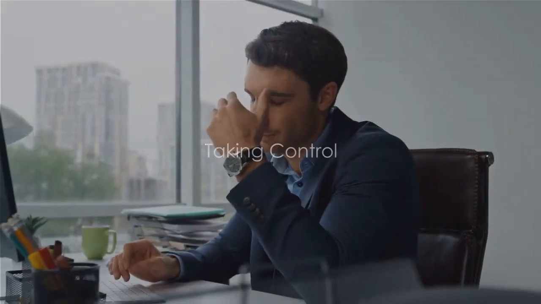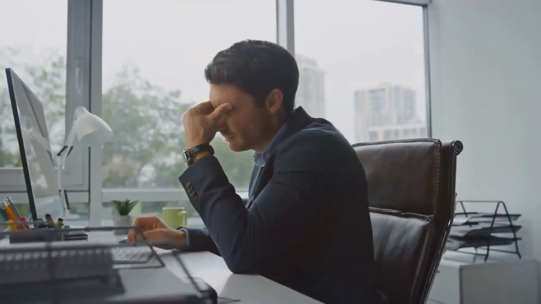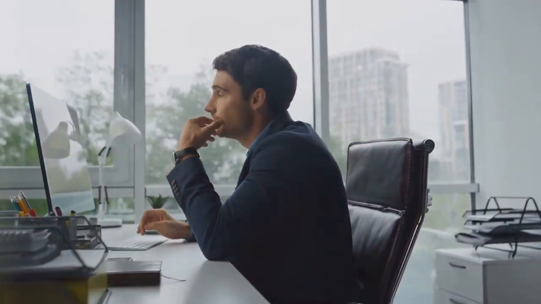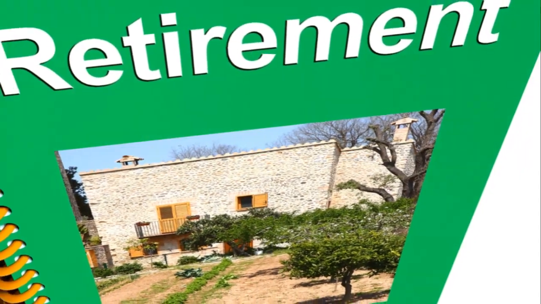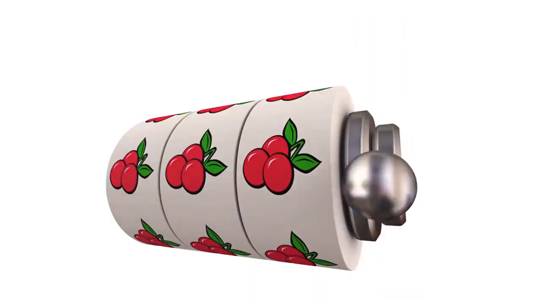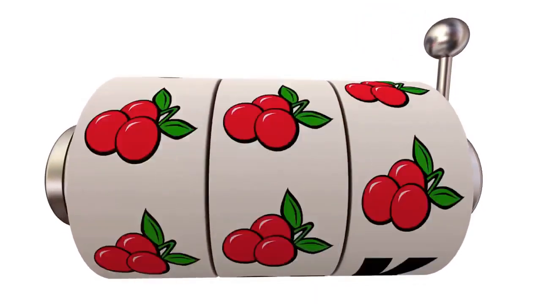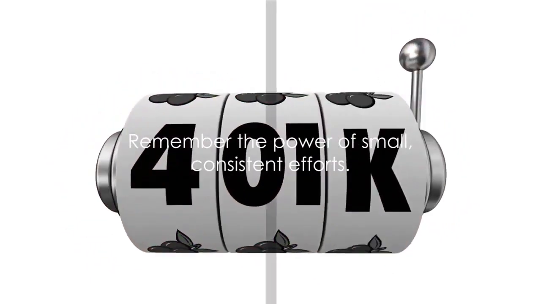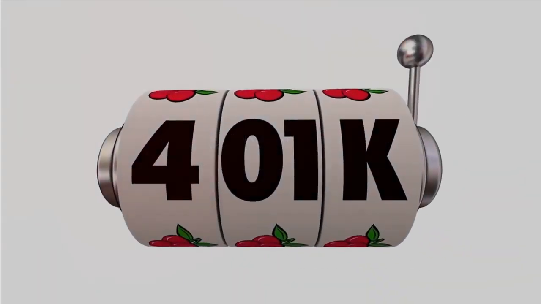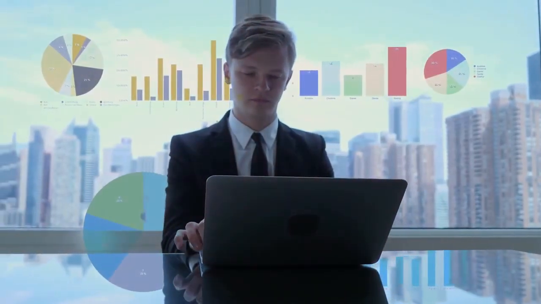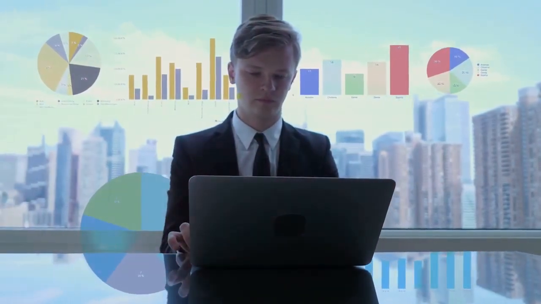So, to recap, sell assets if the interest exceeds 10 to 12%, employ the snowball and snowflake strategies to tackle credit card debt, consider a 401k loan or withdrawing from your Roth individual retirement account. And remember the power of small, consistent efforts. Here's to taking control of your financial life, one strategy at a time.